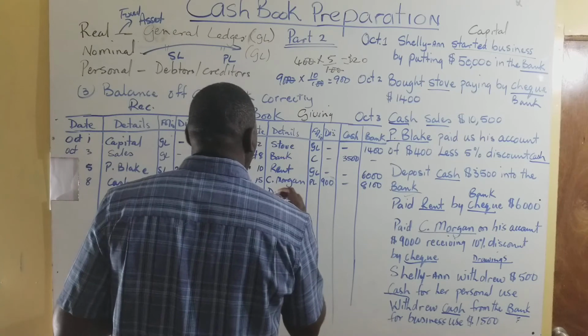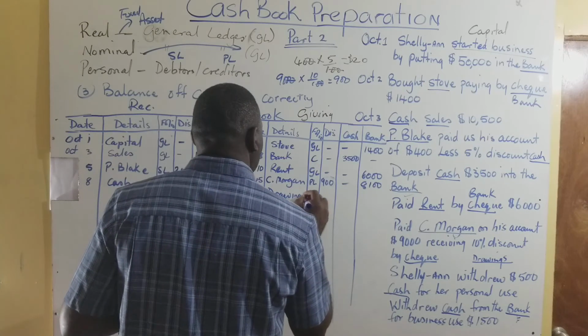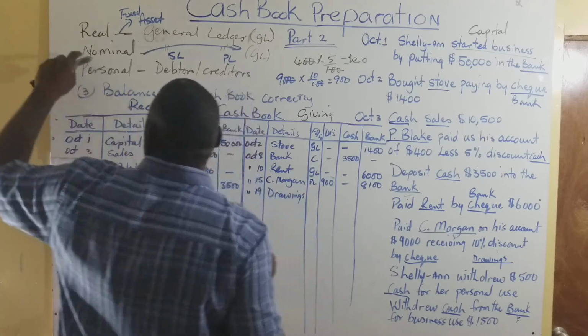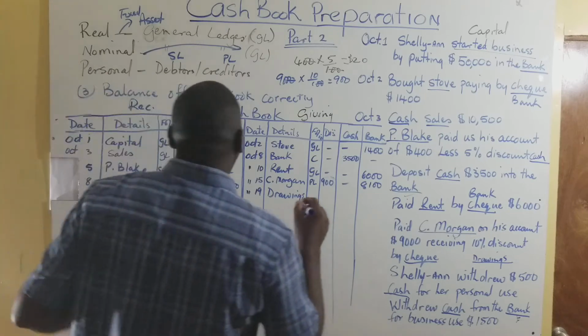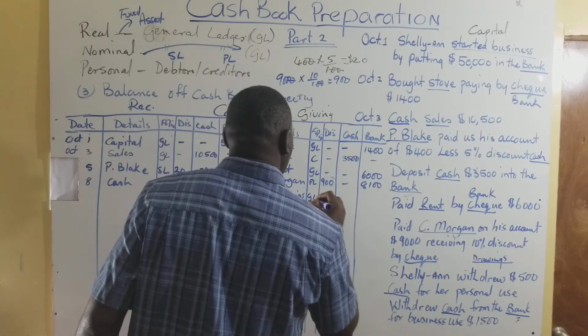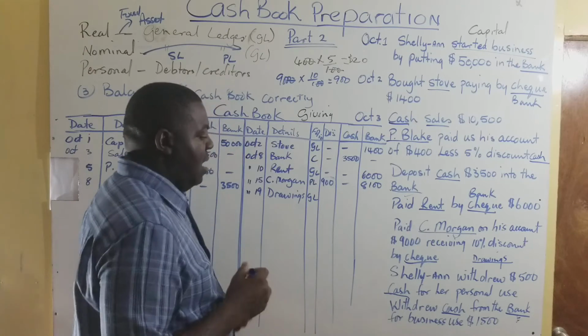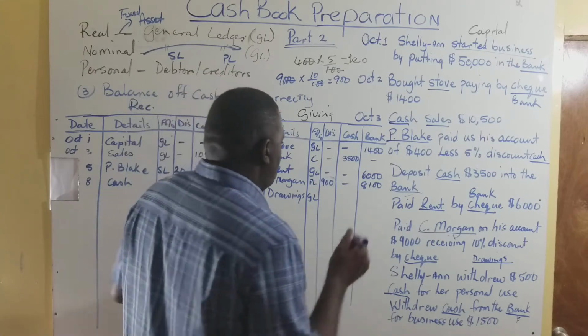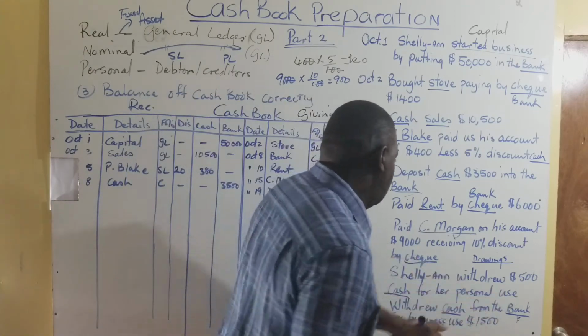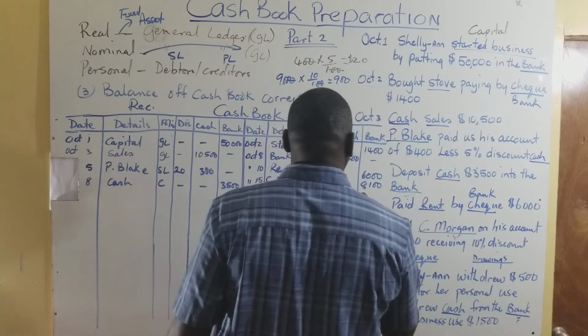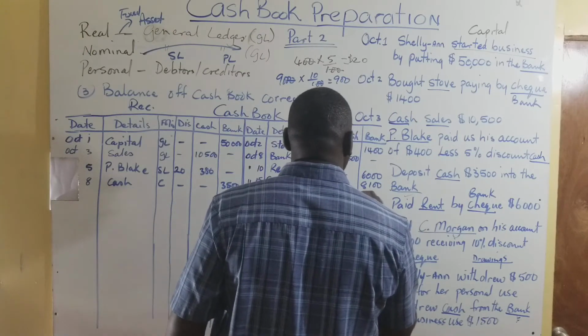We're going to have drawings here. Drawings is a nominal account, so we're going to have GL, and she is taking the money by cash, so it's going to be $500 here.